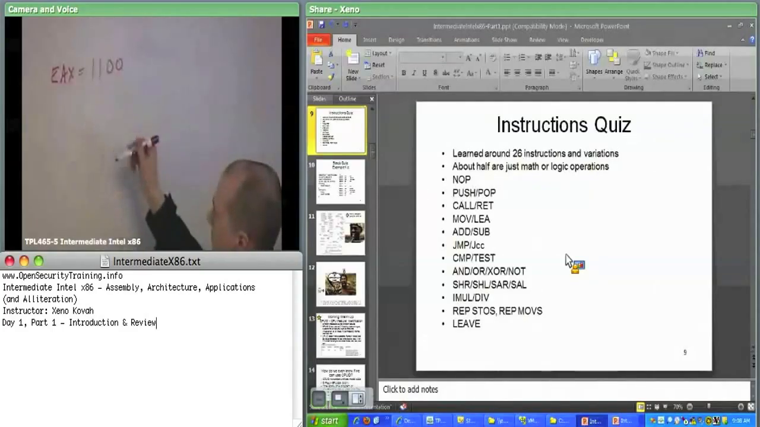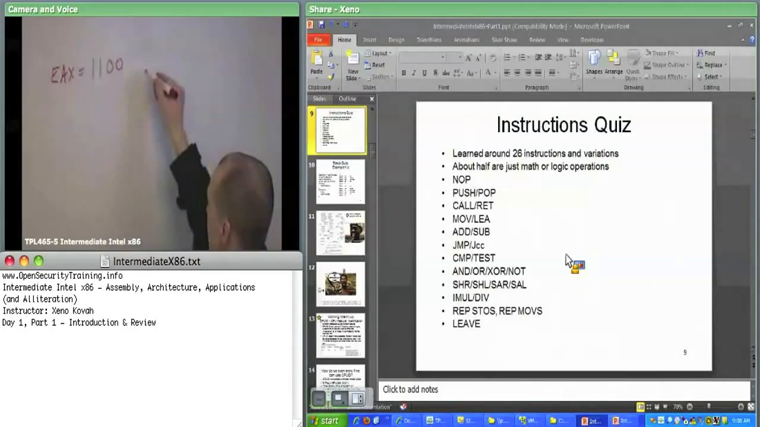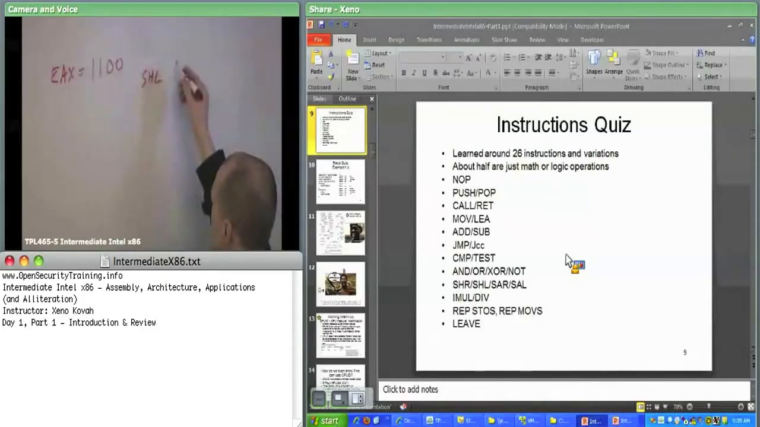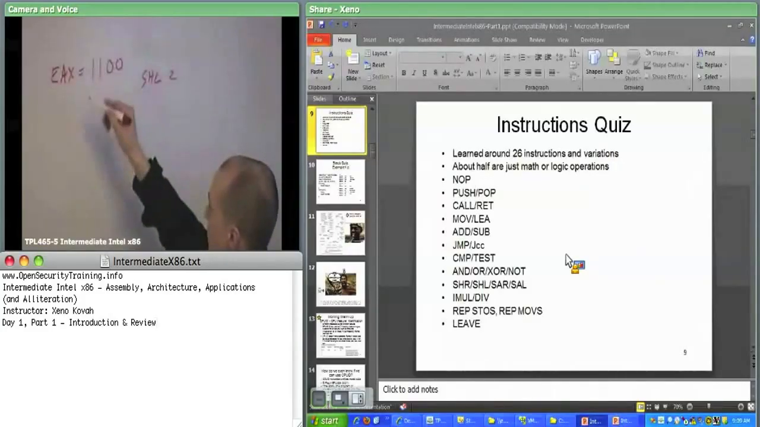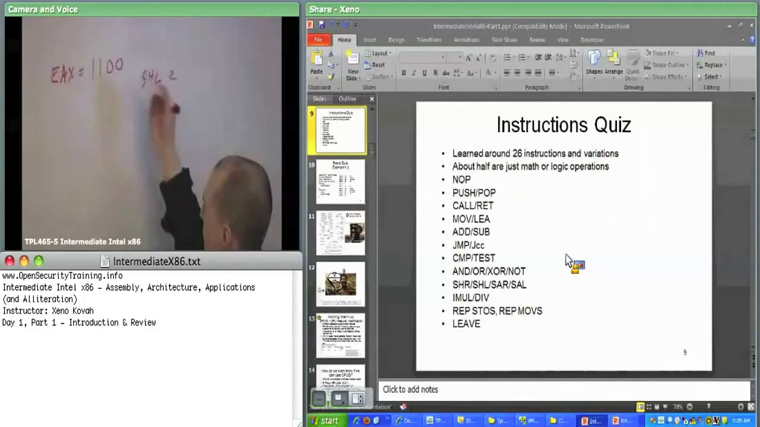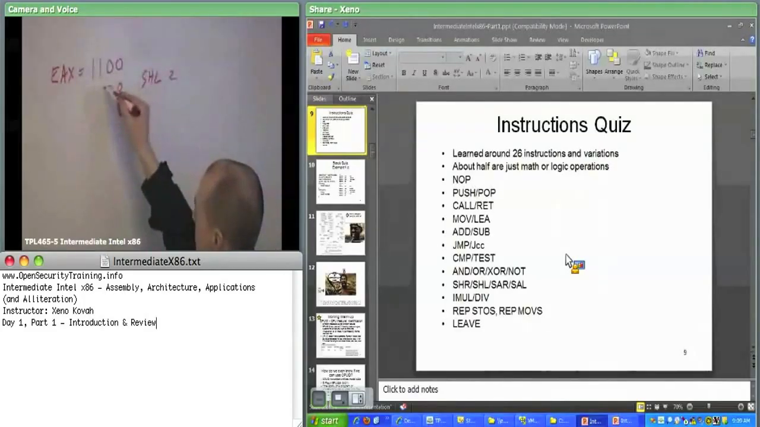If I took that and I did shift, let's do left, 2. The 2 specifies how many bits to shift. The L for left shifts that way. And so in this case, I basically take each of these bits and move them left by 2. You pretend it's doing it one at a time. And so it would go 0001, and then it would go 0000.